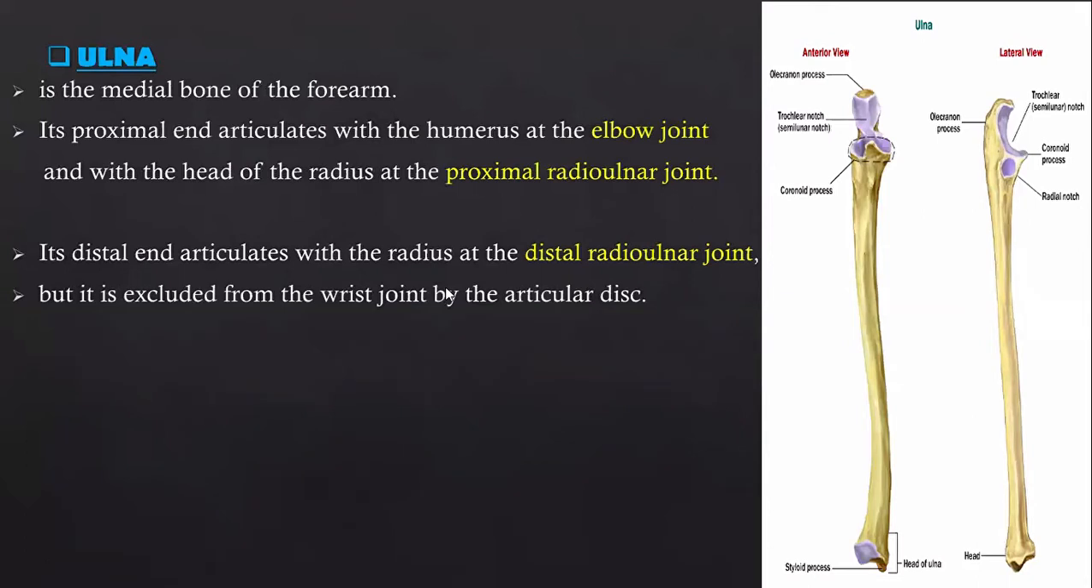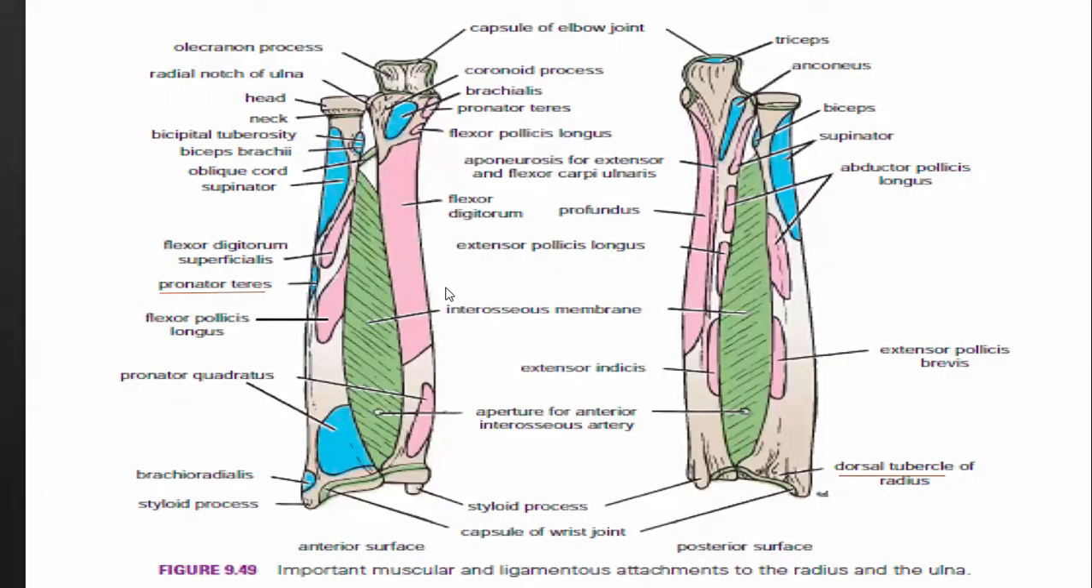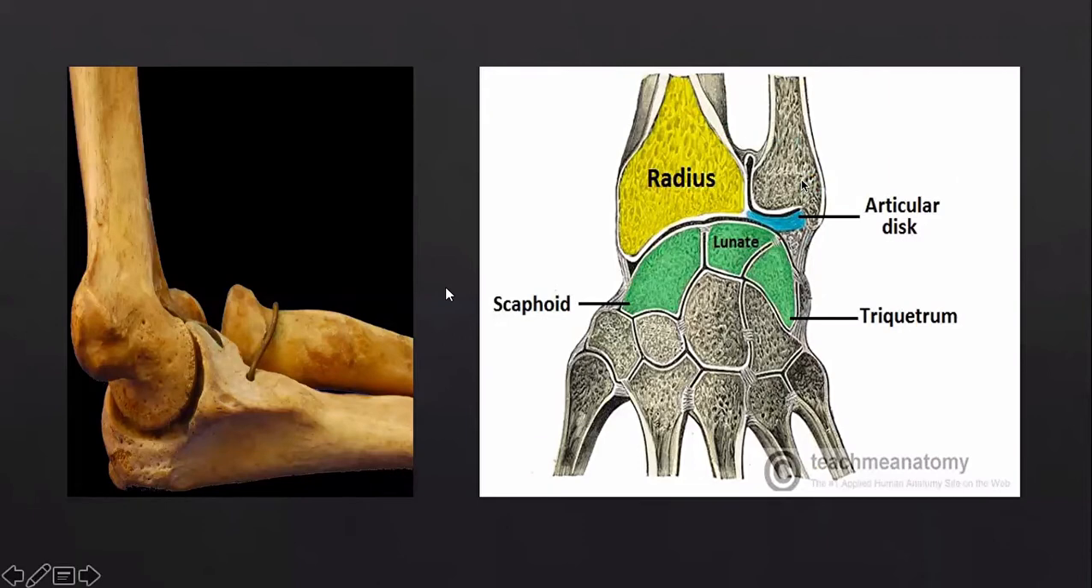The second bone of the forearm is the ulna. So it is the medial bone of the forearm. Its proximal end articulates with the humerus at the elbow joint and with the head of the radius at the proximal radioulnar joint. While its distal end articulates with the radius at the distal radioulnar joint, it is excluded from the wrist joint by the articular disc. So this is the ulna. It does not directly articulate with the carpal bones. There is an intervening articular disc.